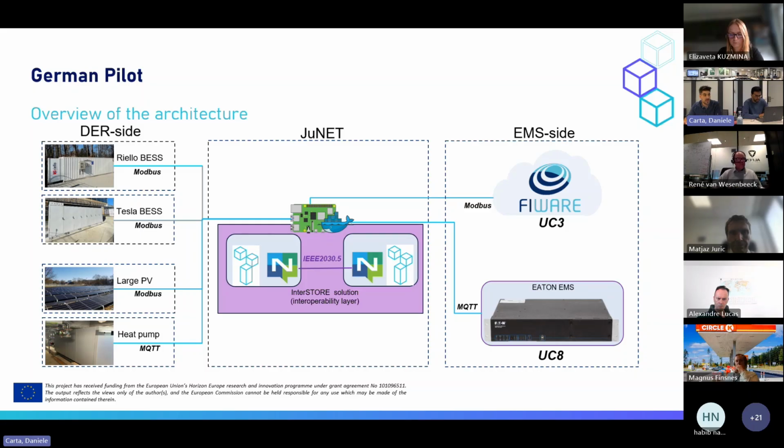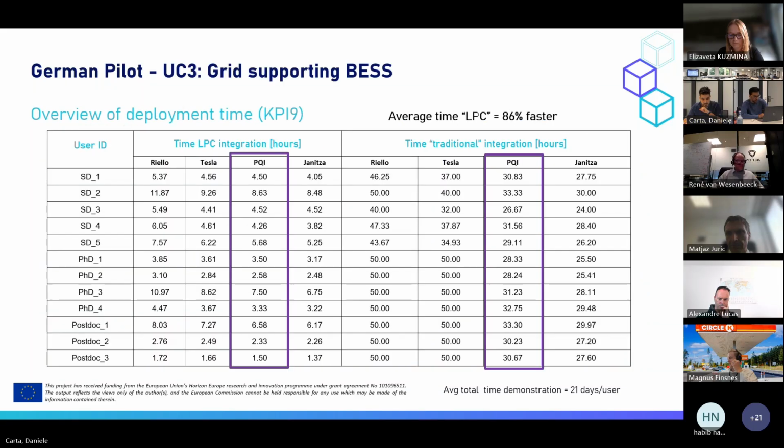And then we had a second transformation because in use case 3, we use the FIWARE-based ICT platform of the campus that communicates via MQTT. Sorry, there is a typo here in the slide. In use case 8, the Eaton EMS was actually communicating with Modbus. So I inverted the two, sorry. But the key concept is we had these two transformations running on the Raspberry Pi.